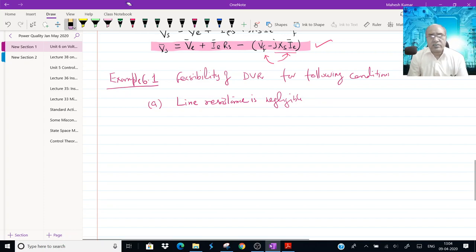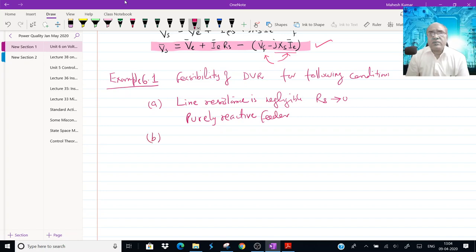This is RS, so this is RS zero. Or we can say the feeder is purely reactive feeder. Second condition is that when the load is purely resistive.